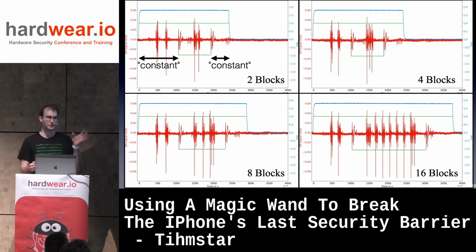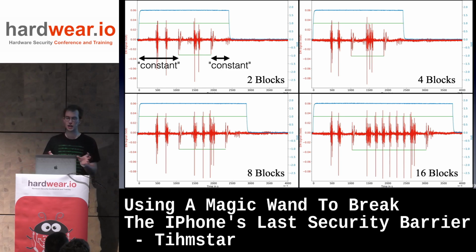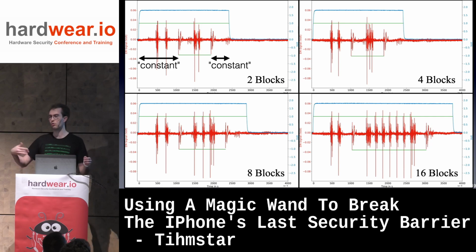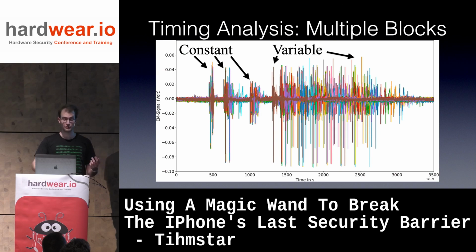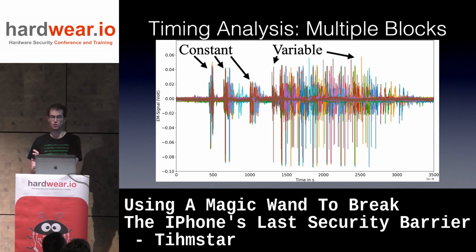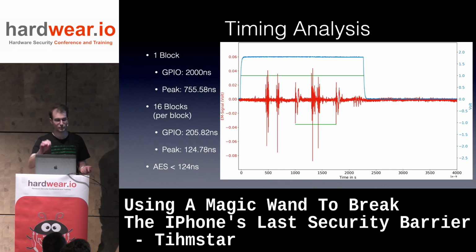So what do we see? We have something at the beginning and something at the end, which kind of looks constant. And then in the middle, something which seems to grow the more blocks we encrypt. So this is probably where some of the encryption is happening, right? The blue line is the GPIO trigger signal, and the red line is the EM signal. It gets even more clear if you plot them on top of each other. So at the beginning, you see the constant parts, which are probably not interesting for us. And then the variable part is where we expect to see some AES.